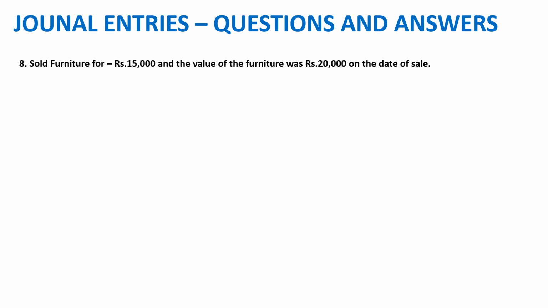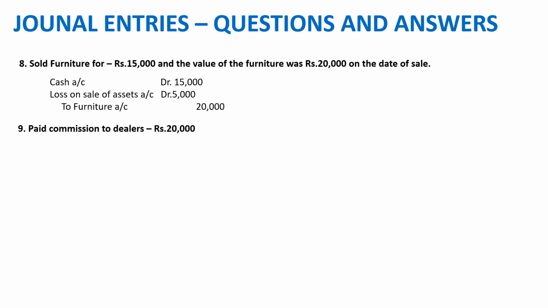Asset going up has to be debited. What is happening here? There is a loss because you had an asset of 20,000. You're selling it at 15,000. The difference of that is loss. Loss has to be debited. Hence, what is the entry now? Cash account debited 15,000, loss on sale of asset is 5,000, to furniture 20,000.